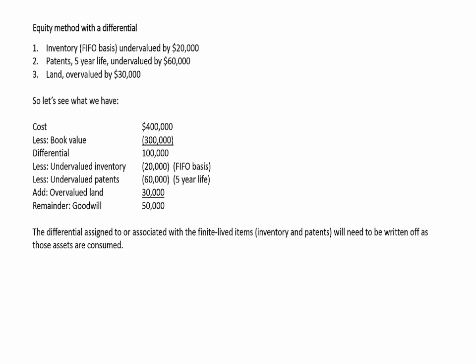And the patents over 5 years, those things will cease to exist after 5 years. And so they need to be written off. Now, we can think of this amortization process either from a balance sheet perspective or from an income statement perspective, whichever way is easier for you to understand.